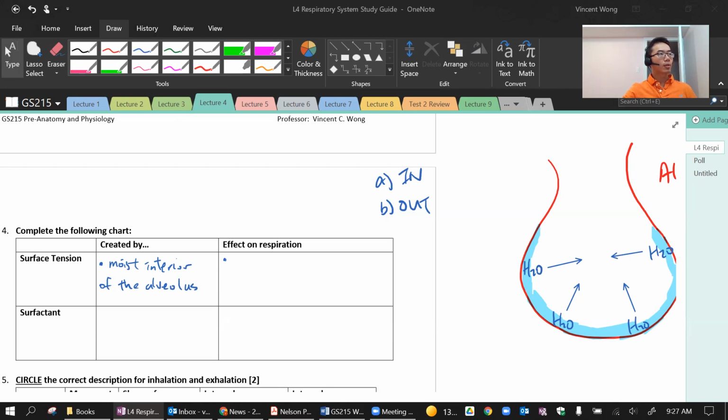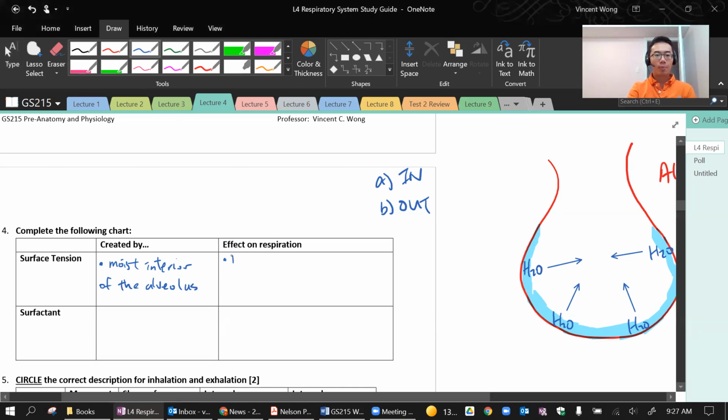Okay, so most of you got it. The water surface tension, again, look, the alveoli is like this. If the surface tension helps you close the alveoli, it will squeeze the air out, right? So this is going to help with exhalation, breathing out. But it will go against inhalation.